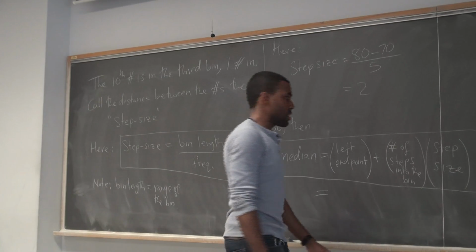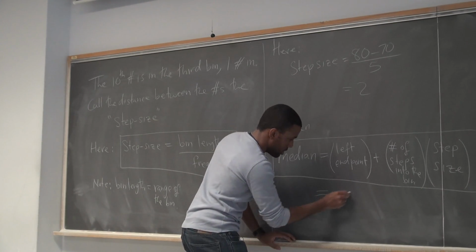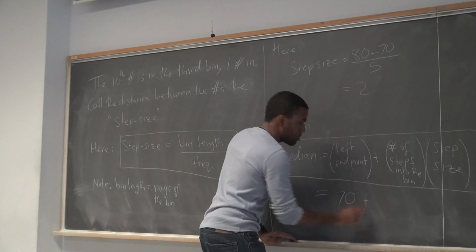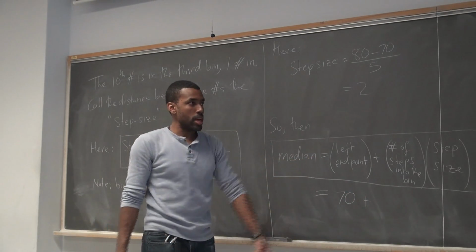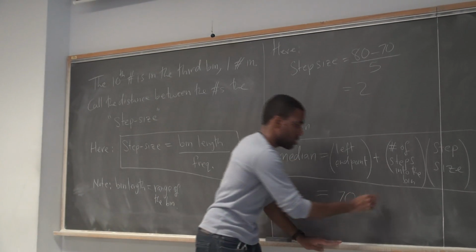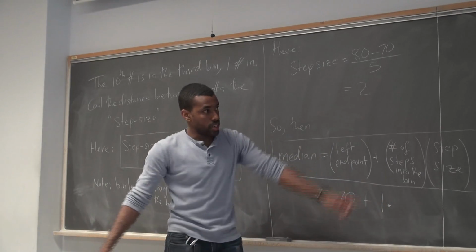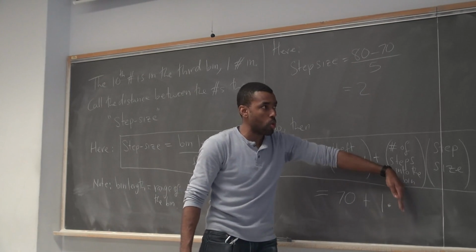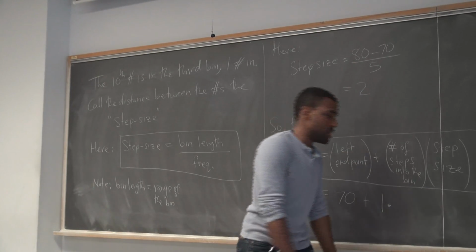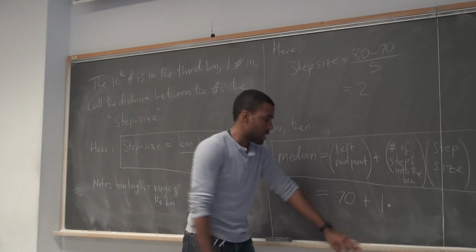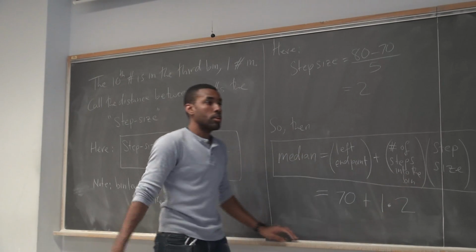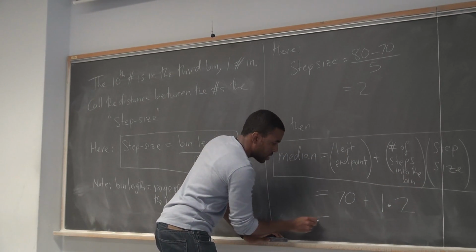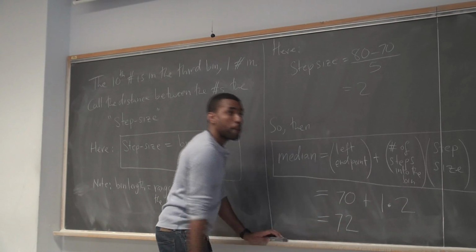So in this case, what is it going to be? Well, the left endpoint is 70 plus, how many numbers into the bin do I have to go? Only one number into the bin, because I need to get to the 10th number, and I've covered 9 before this bin, so I only need to go one more. How far into the bin do I need to go? Well, by the step size. That is 2. So the median here should be about 72.